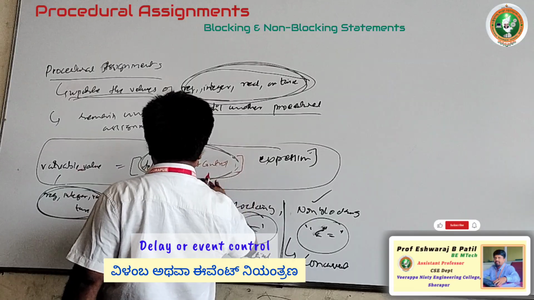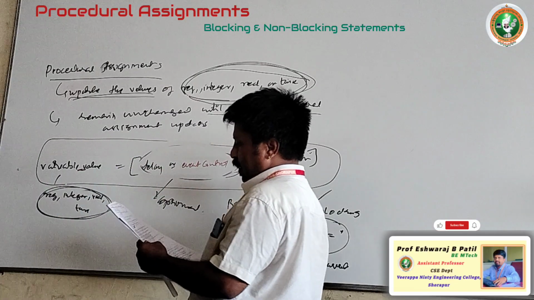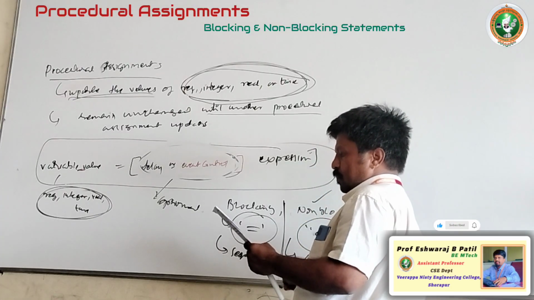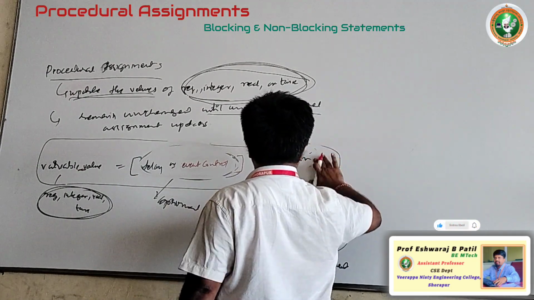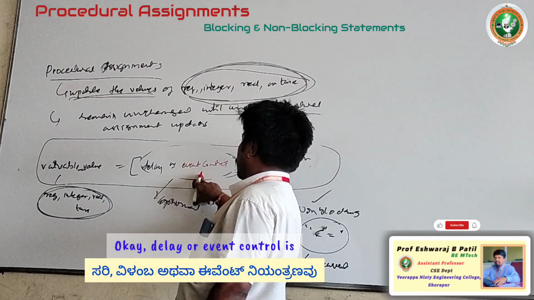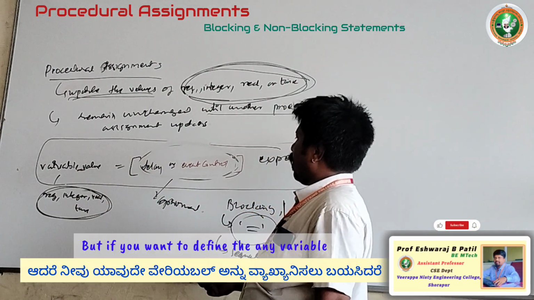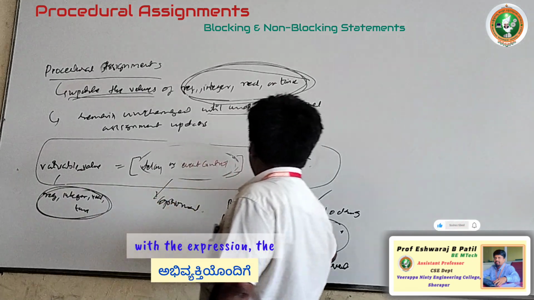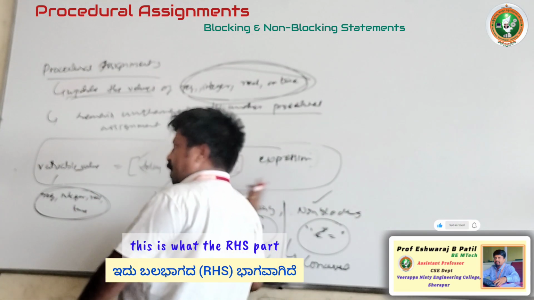Delay or event control, and then the expression is also there. Delay or event control is optional. But if you want to define any variable with an expression, this is the LHS part, this is the RHS part.